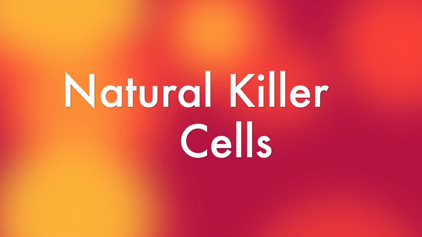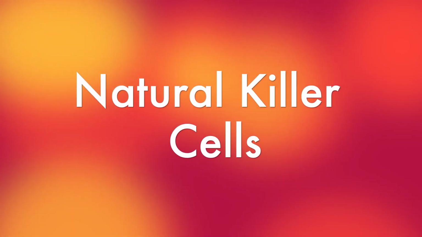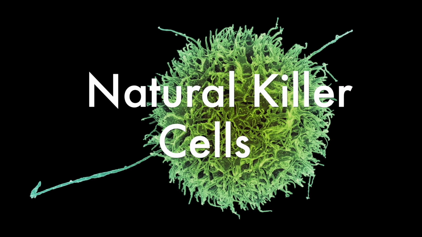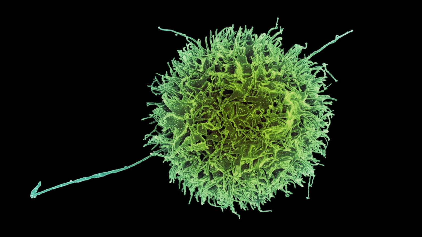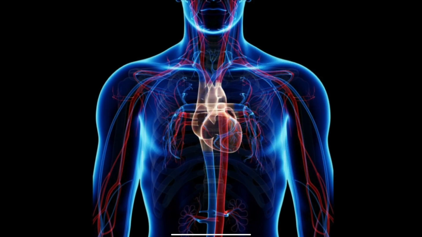Next up, we're going to be talking about natural killer cells. Natural killer, or NK cells, are a type of lymphocyte that circulates throughout the body. These cells originate in various locations, most namely within bone marrow, lymph nodes, the spleen, tonsils, and the thymus. Once an NK cell matures, it gets released into the circulatory system to become part of the immune system.